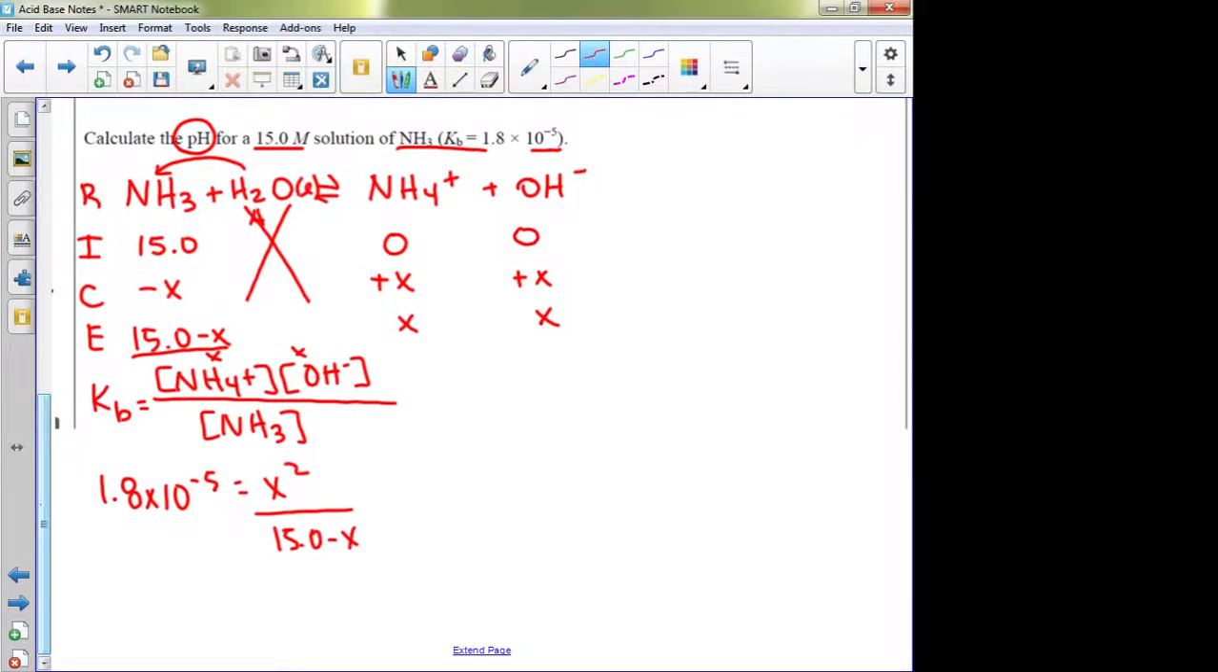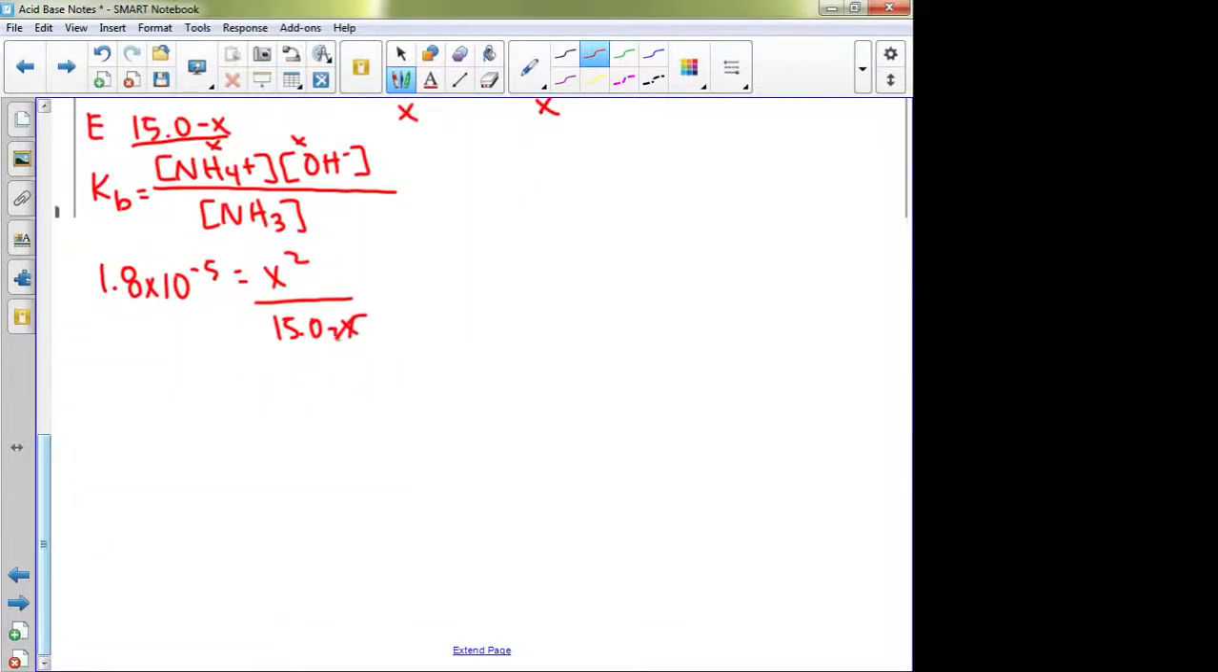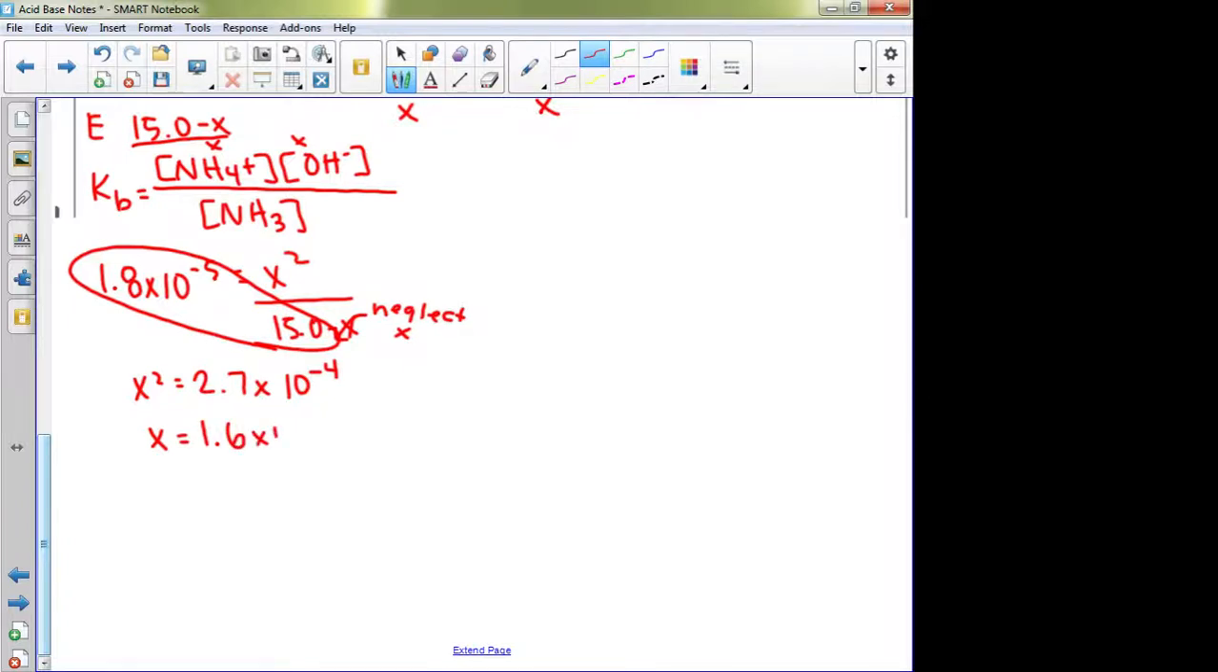What am I going to do with that x on the bottom? Neglect it. I'm going to neglect it so I don't have to use the quadratic equation. So now I'm going to cross multiply. 1.8 times 10 to the negative fifth times 15. And I get 2.7 times 10 to the negative fourth. So if I take the square root of both, I get x is equal to 1.6 times 10 to the negative 2 is what I got.